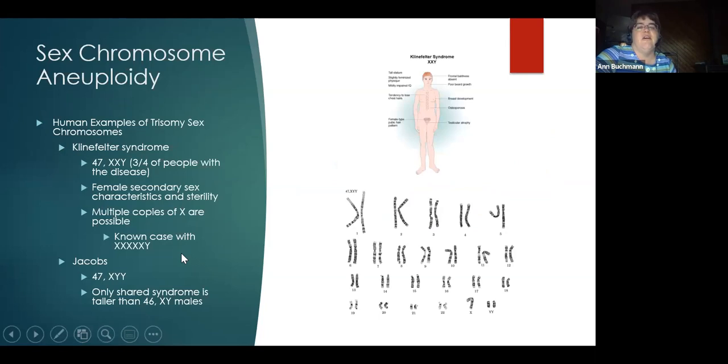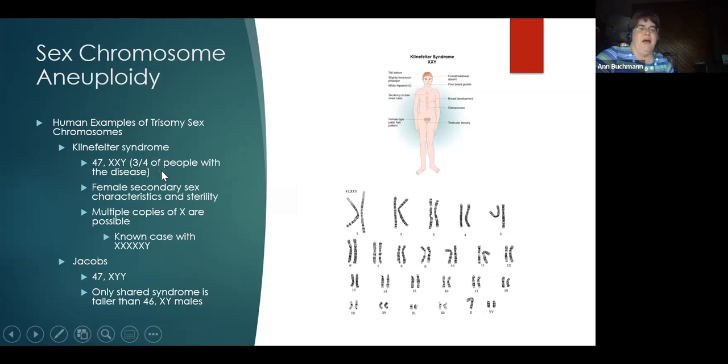Okay, so one example of this is Klinefelter syndrome. I used to know somebody with Klinefelter syndrome, a really, really wonderful man. He was very, very tall, very gentle, very nice, mentally retarded, but a very sweet guy. Klinefelter syndrome basically is somebody that's XXY. But it could be even XXXY. So you can have multiple copies of X's beyond just two. But most people are XXY.